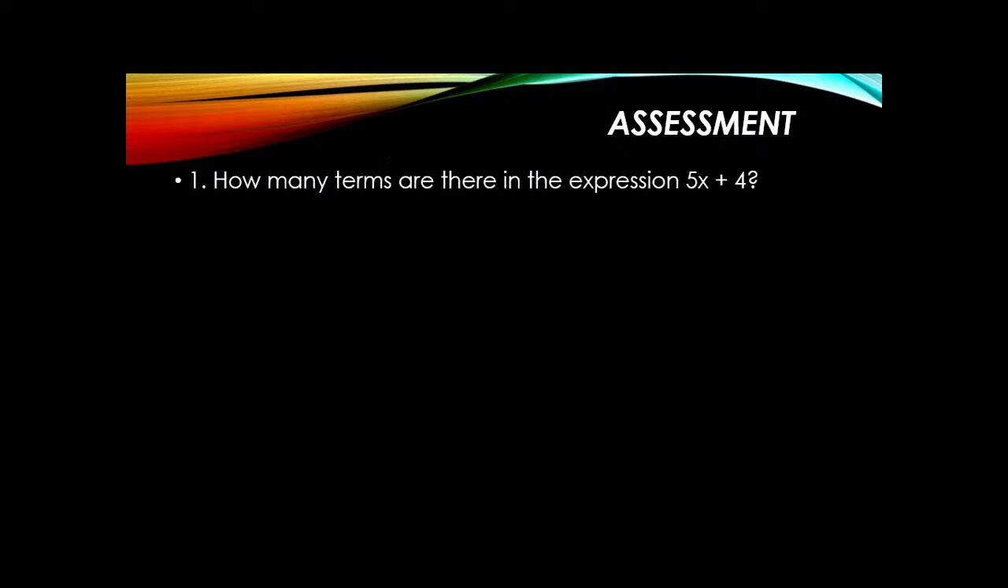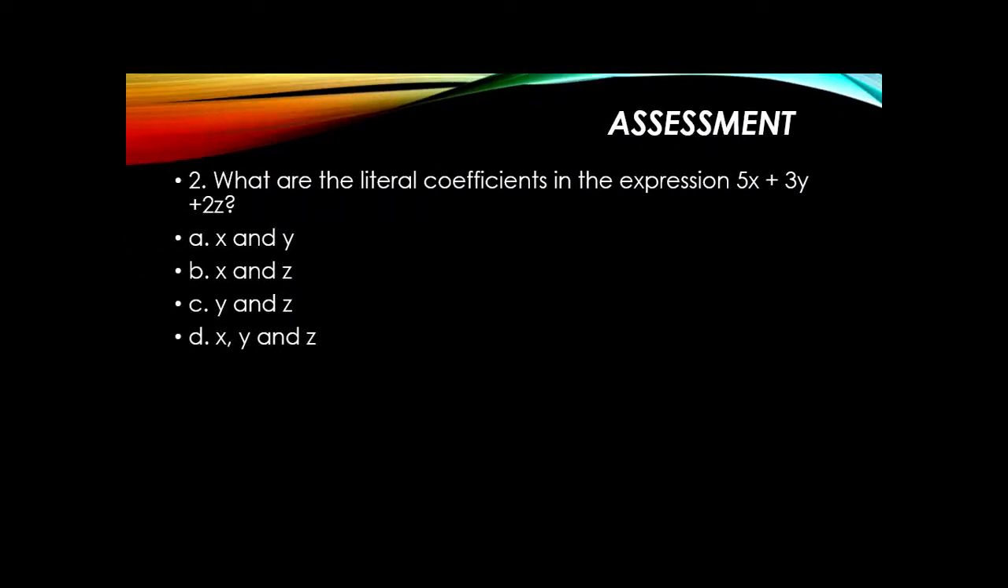Assessment. We are at the last part, the assessment. Number 1. How many terms are there in the expression 5x plus 4? How many terms? The answer is letter B, two. 5x and 4. Okay. Number 2. What are the literal coefficients in the expression 5x plus 3y plus 2z? Literal, meaning letters. The answer is letter D, x, y, and z.